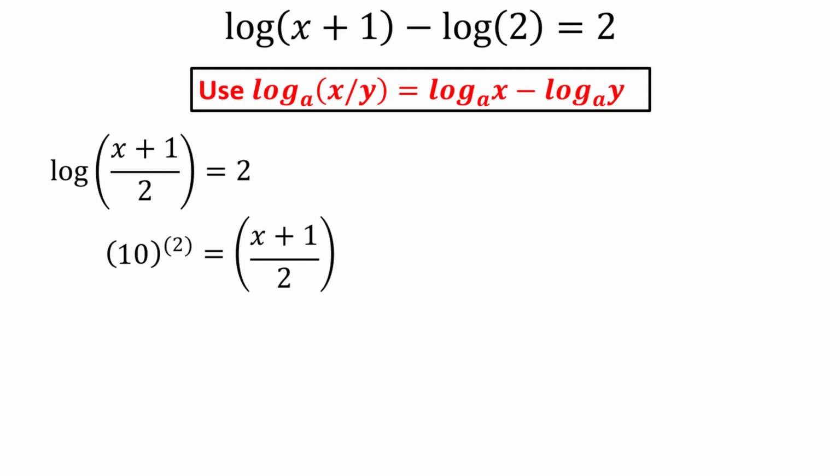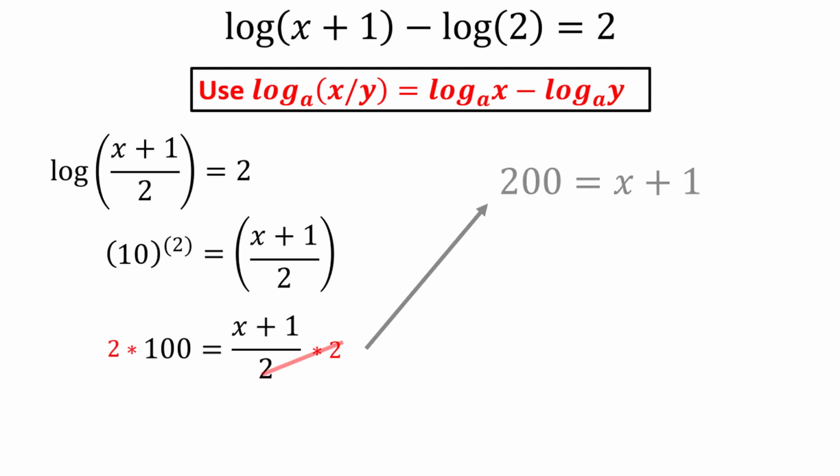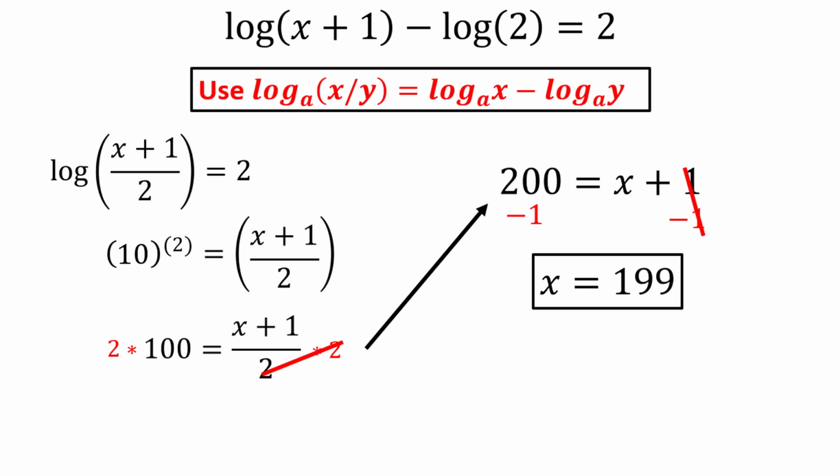10 squared is just 100, so we can rewrite this as 100 is equal to x plus 1 over 2. Next, multiply both sides by 2 to get 200 is equal to x plus 1. Subtract 1 from each side to get x is equal to 199, which is our final answer.